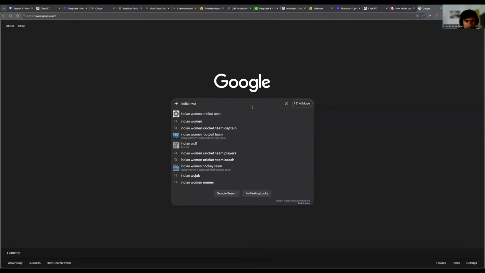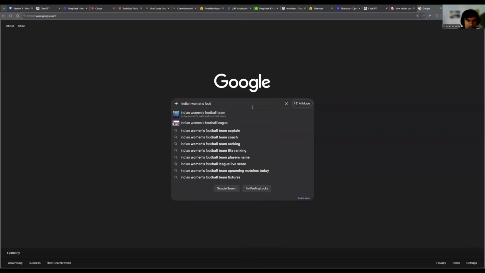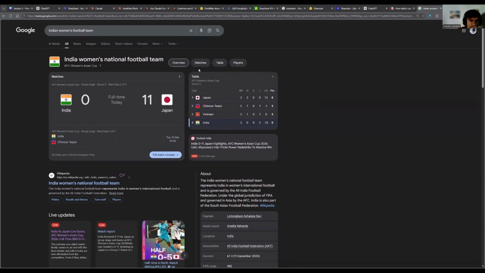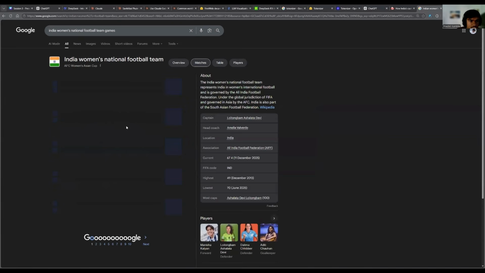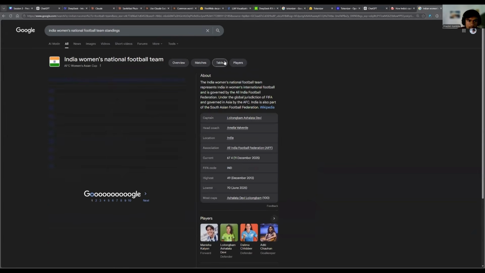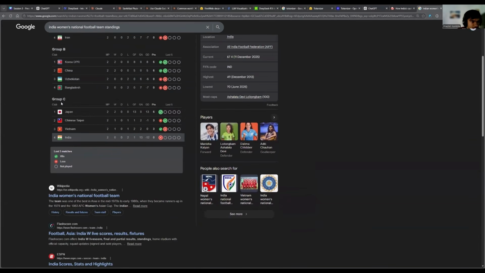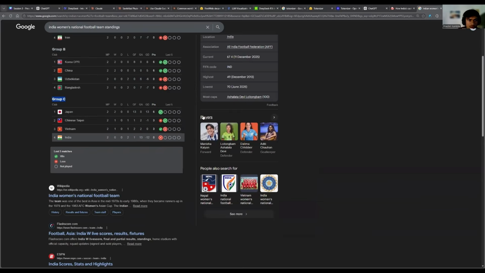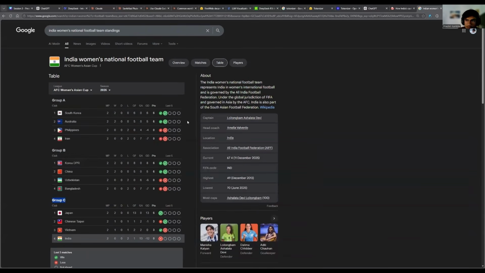Indian women's football. So I think the match is with Japan. Okay, the score is definitely not something that good. But the point here is that this is something that is going on live right now. And let's see the table. Let's see that this team is in Group C. And we can try to ask this to DeepSeek and see if it knows some status about this match.